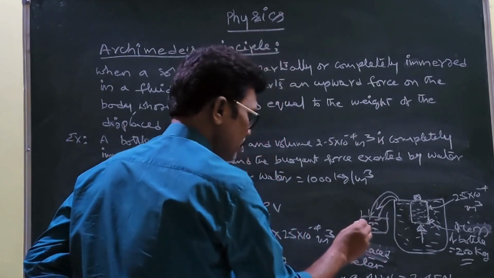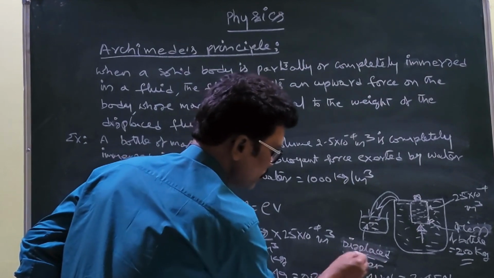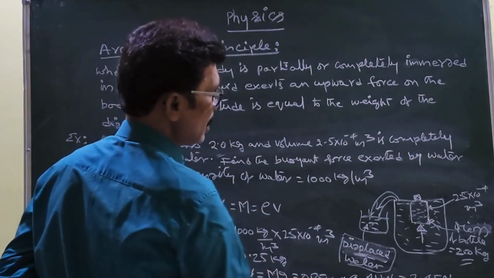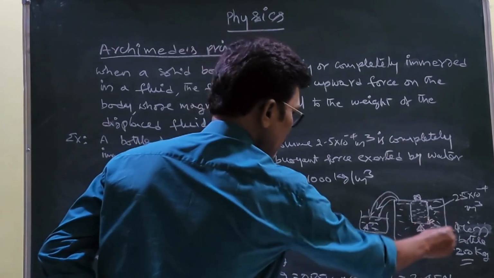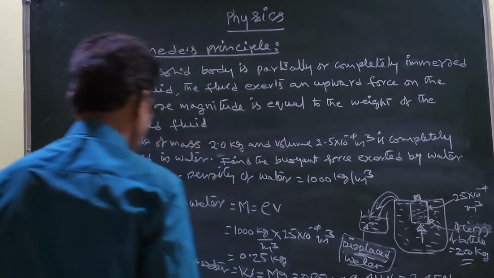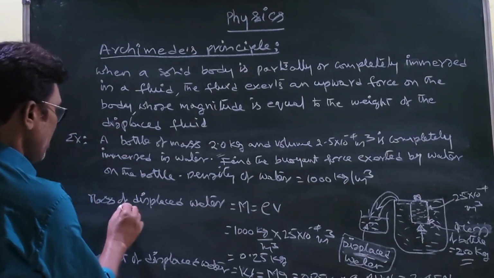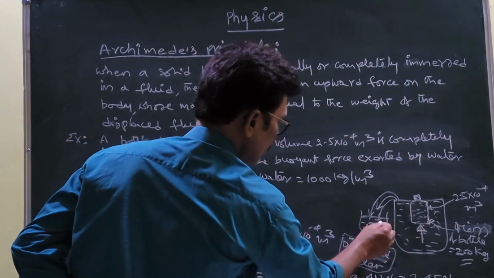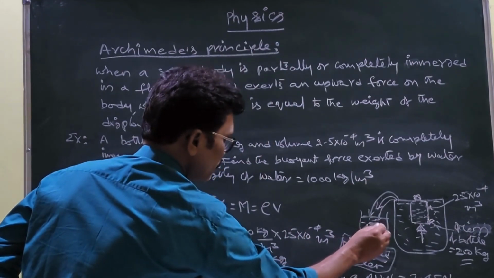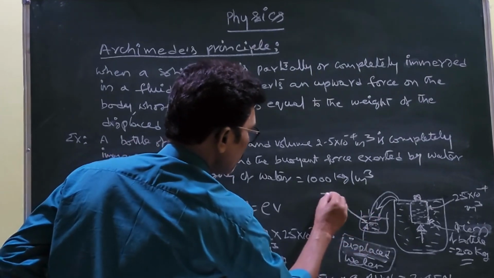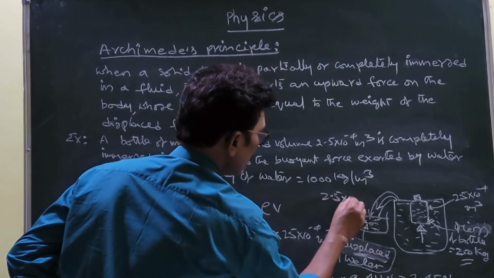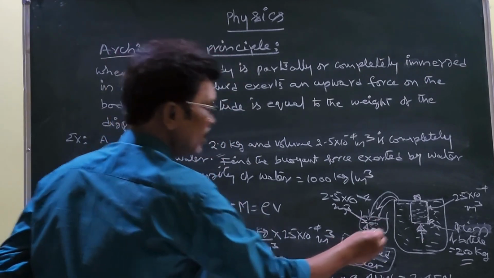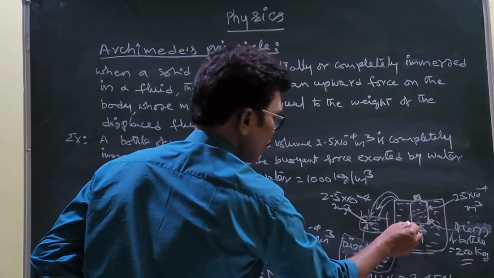This is the let out water, the displaced water. The weight of this displaced water is to be found out, because that much force is applied in the opposite direction by the water in this container. So we have to find the mass of the displaced water. Its volume is 2.5 × 10^-4 m³, because that is the volume of the bottle, so that much water will be let out.